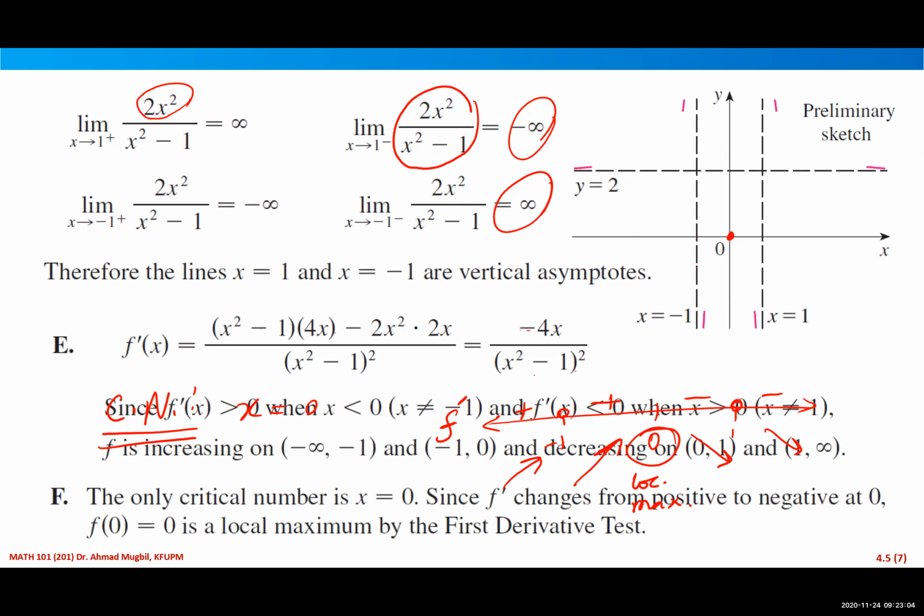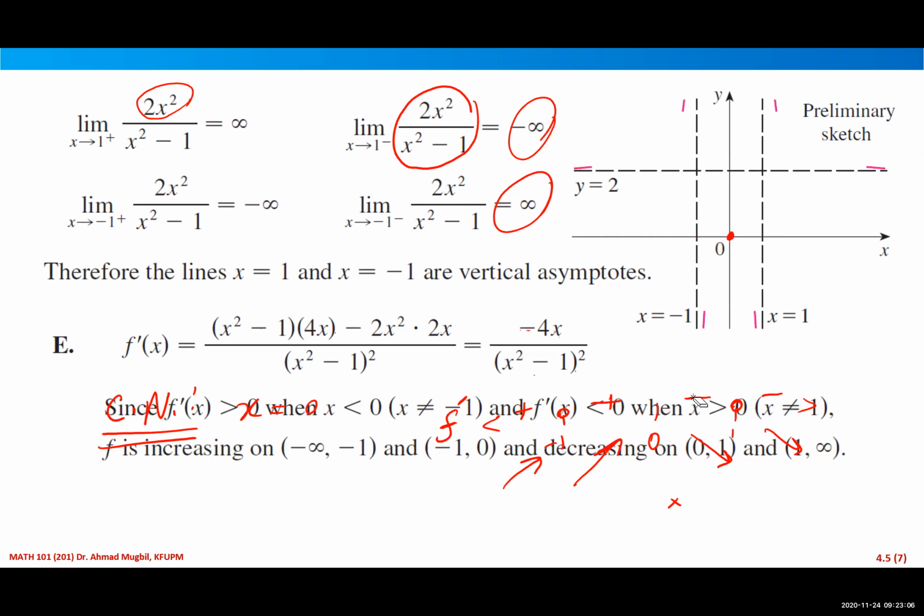Doctor, do you think that the information or the guideline for drawing a sketch is more than what we need to draw a sketch? For some functions, yes. Like this function, it is more than needed.